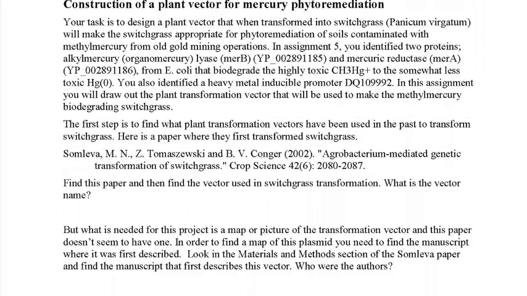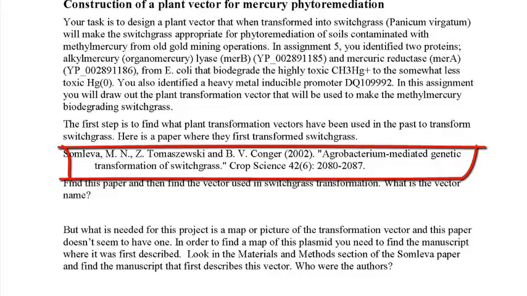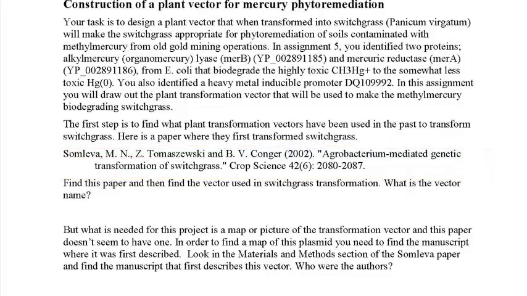The first bits of this assignment are some PubMed investigative searches to find the most suitable transformation vector for this project. There are hundreds of transformation vectors, and it's best to find something that has been used similarly in the past. The assignment starts you off with one of the first reports of gene transformation into switchgrass, and from there you'll need to follow some reference trails to get a picture or map of the vector.